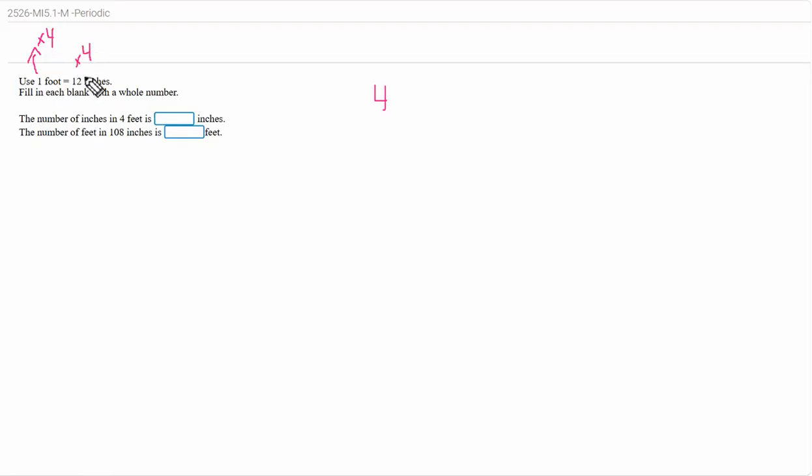Okay, whatever you do on this side, you also do on the other side, so you can find out how many inches it is going to be. So it will be 48.